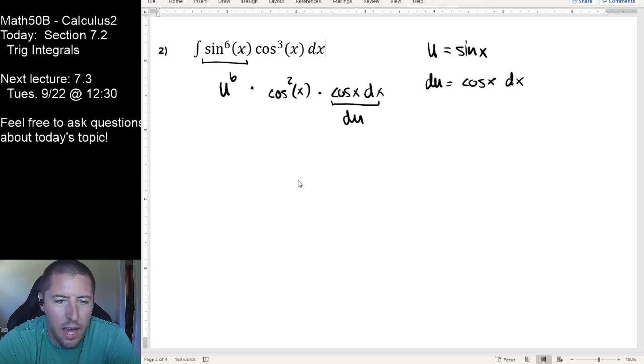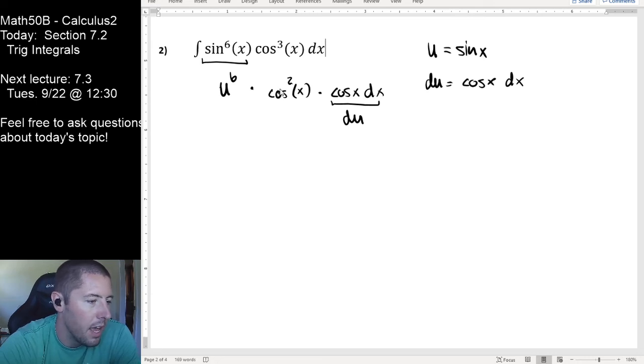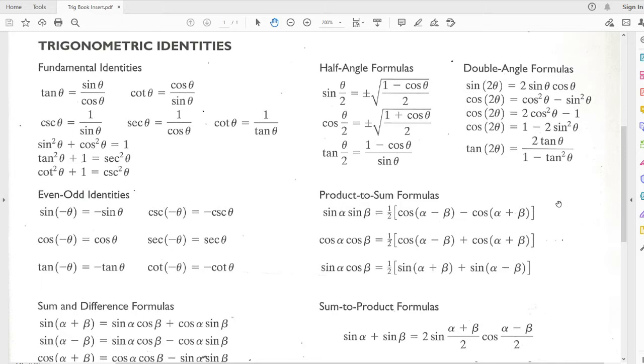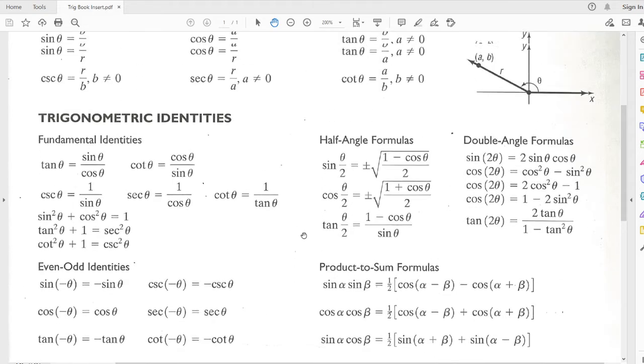So my question then to you would be, well, is there any way that you can use the fact that u is sine of x to make a statement about what cosine squared is? And hopefully you guys remember the maybe single most important of all of our trig identities. I'm going to pop over to look at it now. I think the most important single trig identity out of all of them to remember, if you had to literally only memorize one thing, okay, all right.